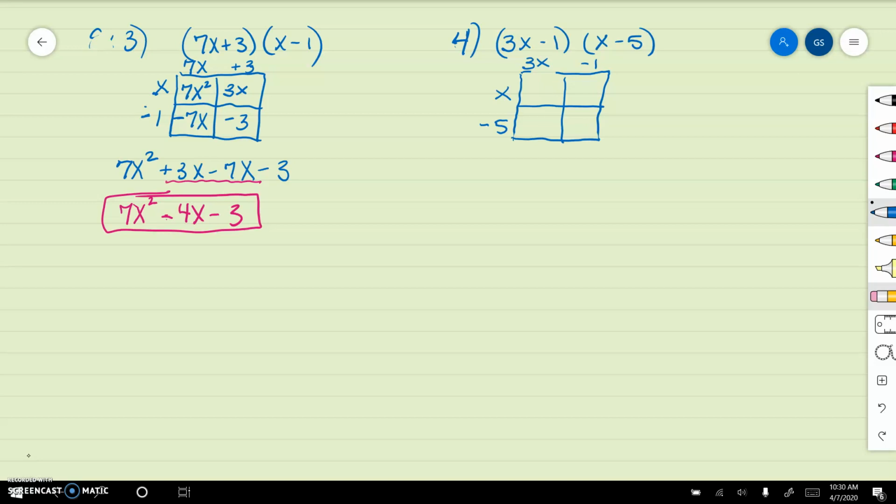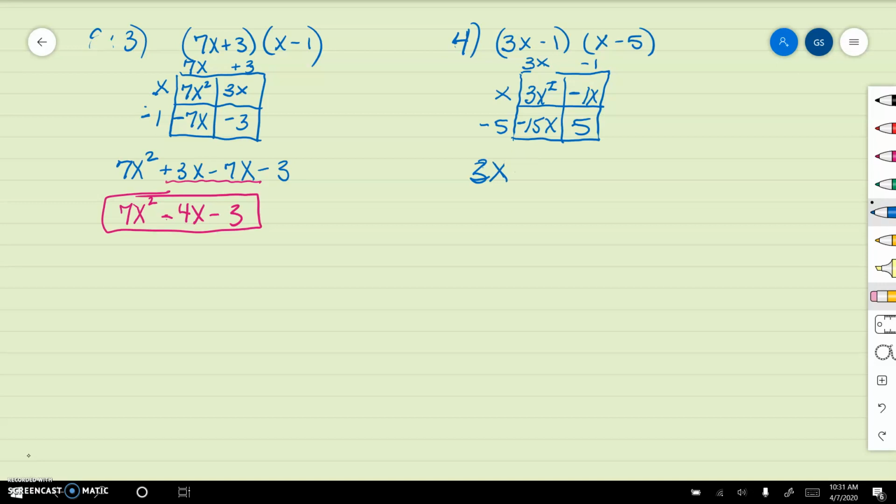Okay, we're going to multiply into the box. So 3x times x is 3x squared. Negative 1 times x is negative 1x. And then 3x times negative 5. Well, negative 5 times 3 is negative 15. So negative 5 times 3x is negative 15x. And lastly, we have negative 5 times negative 1 to go into the last box. Well, a negative times a negative, you have to be careful there, is a positive, and 5 times 1 is 5.